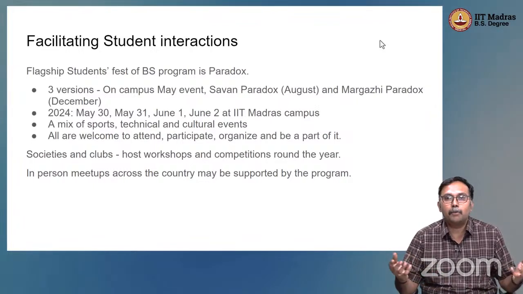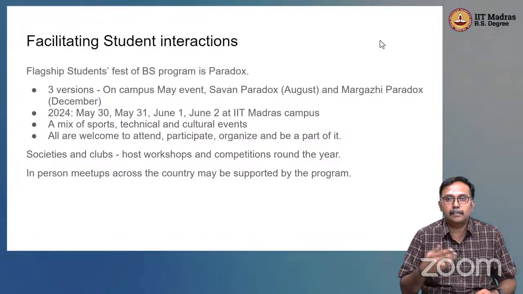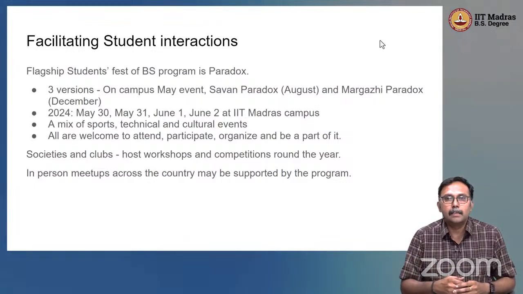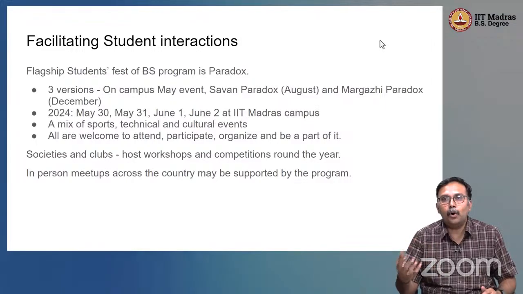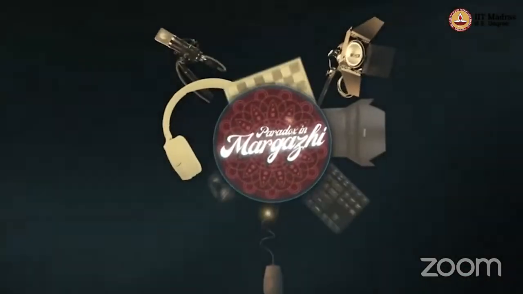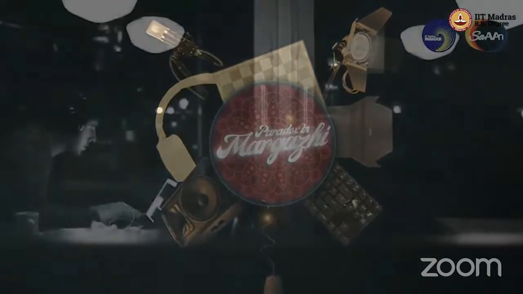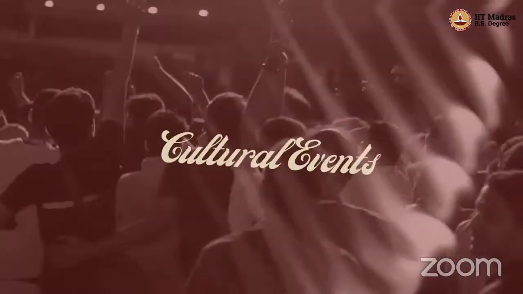Last year we had a congregation of about 3,000 students showing up here at IIT Madras, enjoying the campus and participating in technical and cultural events for a period of 4 days. In addition to this in-person event which happens in May, we also have 2 online events. One is called Savan Paradox, which happens in August, and another is Margari Paradox, which happens in the month of December. Savan Paradox happens between the term breaks of May and September terms, and the Margari Paradox happens during the term break between the September and January term.